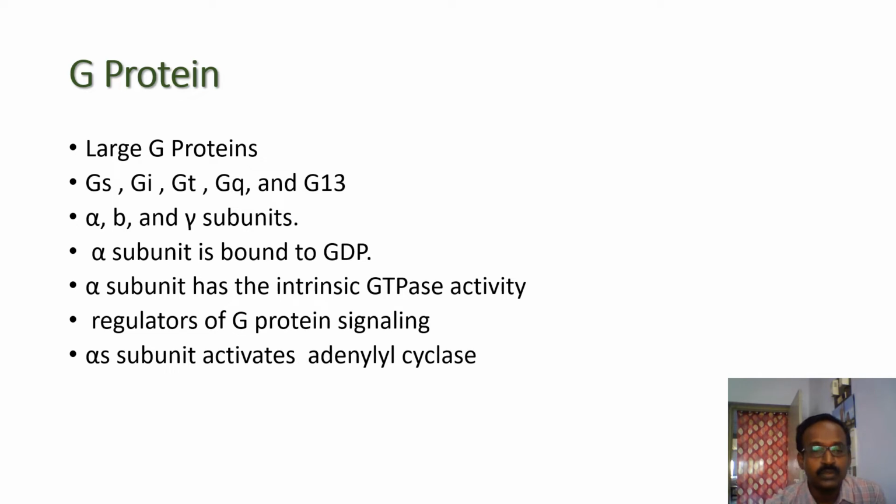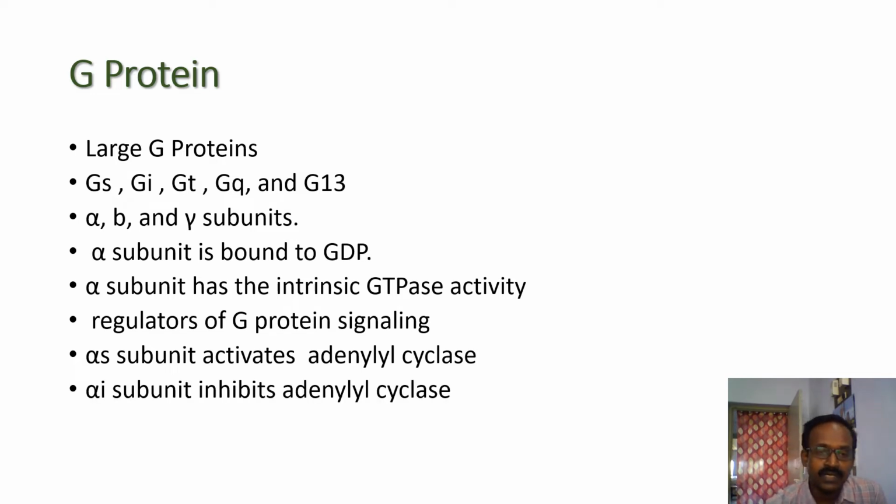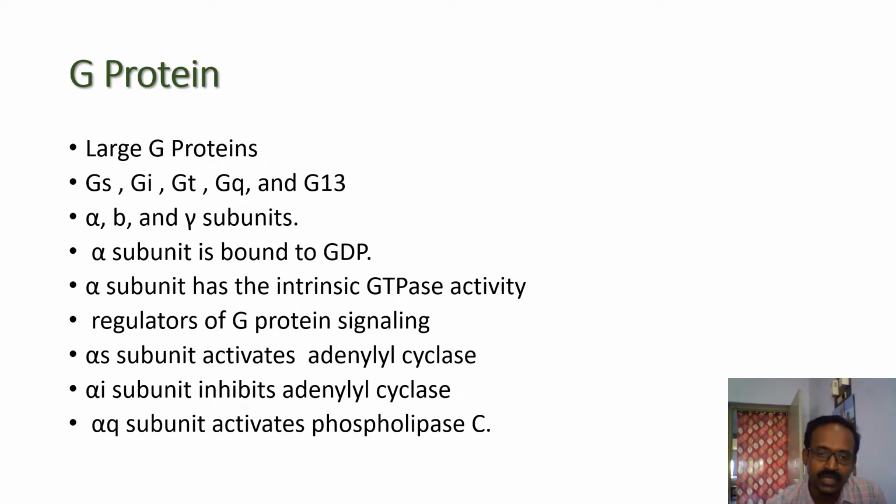The alpha S subunit activates adenyl cyclase. The alpha I subunit inhibits adenyl cyclase. The alpha Q subunit activates phospholipase C. So these 3 points are important. Alpha S means stimulation, it stimulates adenyl cyclase. I inhibits adenyl cyclase. Q activates phospholipase C. You have to remember these 3 points.